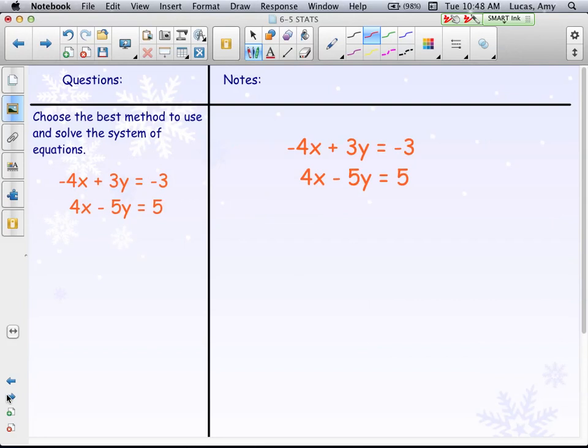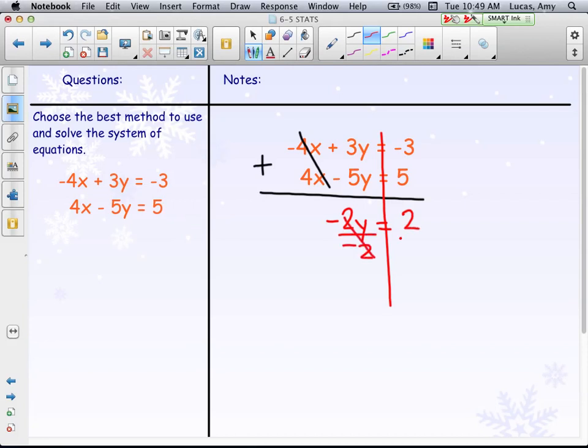Okay, the next one. This one, I said I would solve by elimination because I have opposites. And I actually have opposites right away on this problem. The x's cancel out. If I add together 3y plus -5y, that would be -2y. And -3 plus 5 is +2. Divide both sides by -2. And my y coordinate is -1. So I have half of my solution.